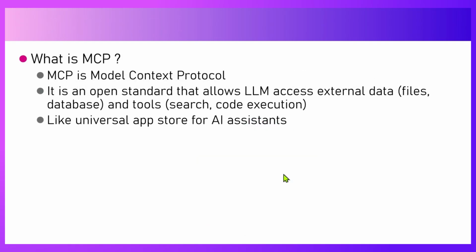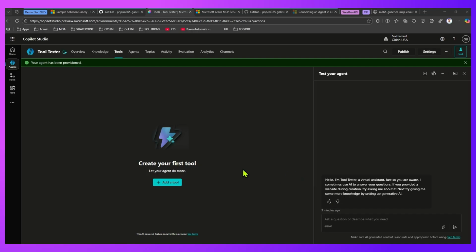MCP is Model Context Protocol. It is an open standard basically that allows large language models to access external data and tools. Data can be files, databases; tools can be search, code execution, etc. Assume it's kind of a universal app store for AI assistants. Now, with that context in mind, let's jump into the demo.